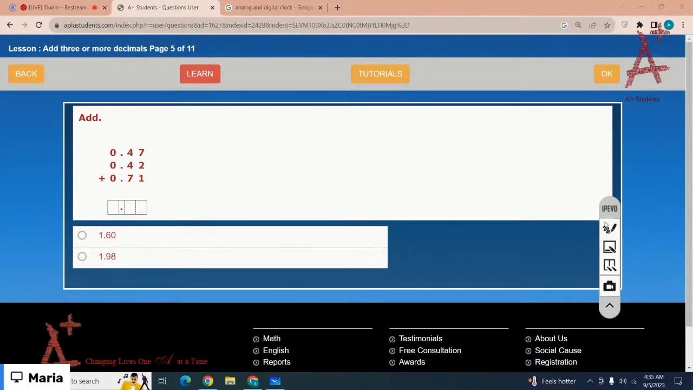Okay, you have to add 7, 8, 9, 10. Write 0 here and carry 1. 7, 8, 9, 10, 11, 12, 13, 14, 15, 16. Write 6 here and carry 1. So it would be 1.60. It would be 1.60.